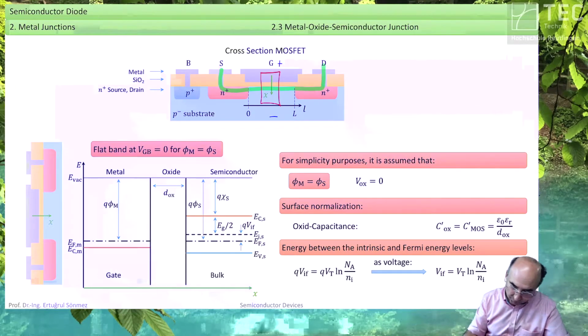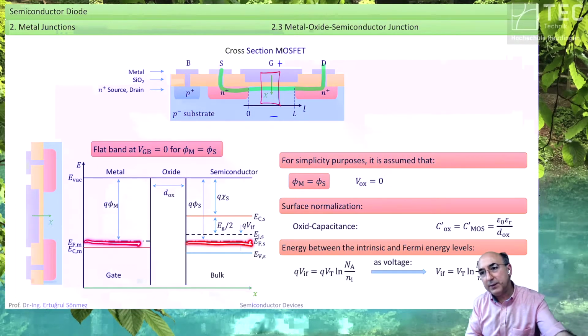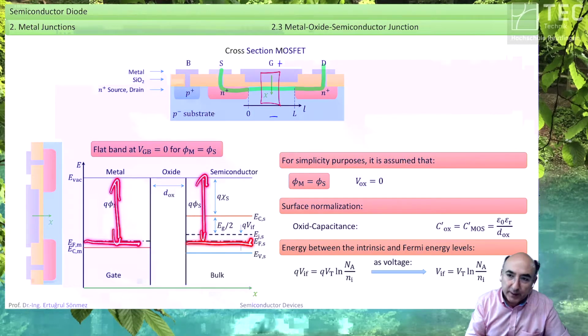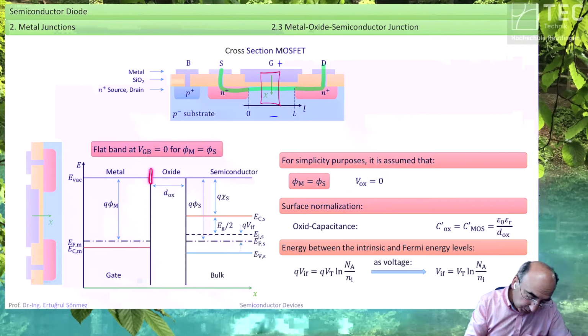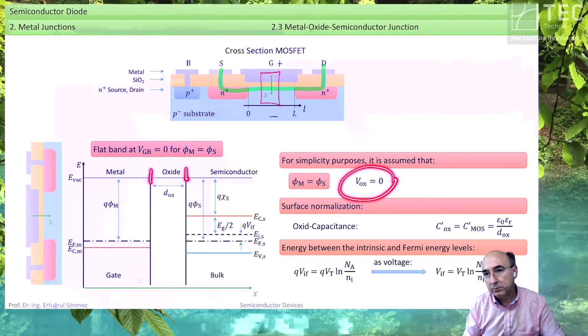What do we have now? We have 0 voltage across the oxide. Why? Because the Fermi levels need to be aligned in the thermodynamic equilibrium, and they are aligned because of these equal values. And if they are aligned, the vacuum level is constant. And if the vacuum level is constant, the voltage difference over the oxide is 0.